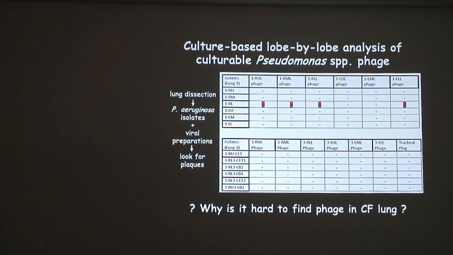And that's essentially what we find. So if you take these lungs, you dissect them, you get P. aeruginosa isolates, you prep the viruses, and then you do a cross-infection study. What you find is that there are no lytic viruses in the system. Okay? So only in one case do we actually find any phage that was able to attack P. aeruginosa in this one.